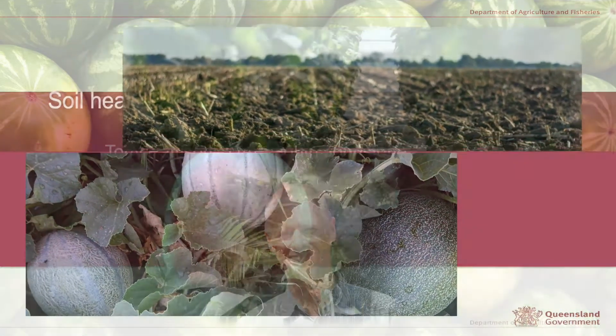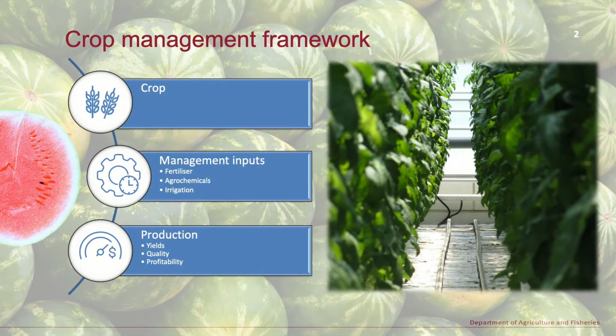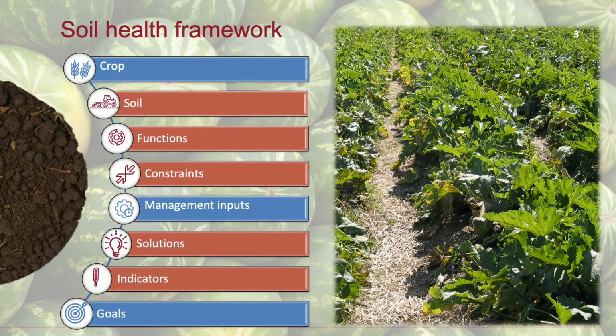When we think about production, a simplified version focuses on crops like melons. We apply inputs to the crop to maximise our production, focusing solely on yields, quality and profitability. I'd like to expand this production concept into a soil health framework. Here we think about more than just the crop, the inputs and production.